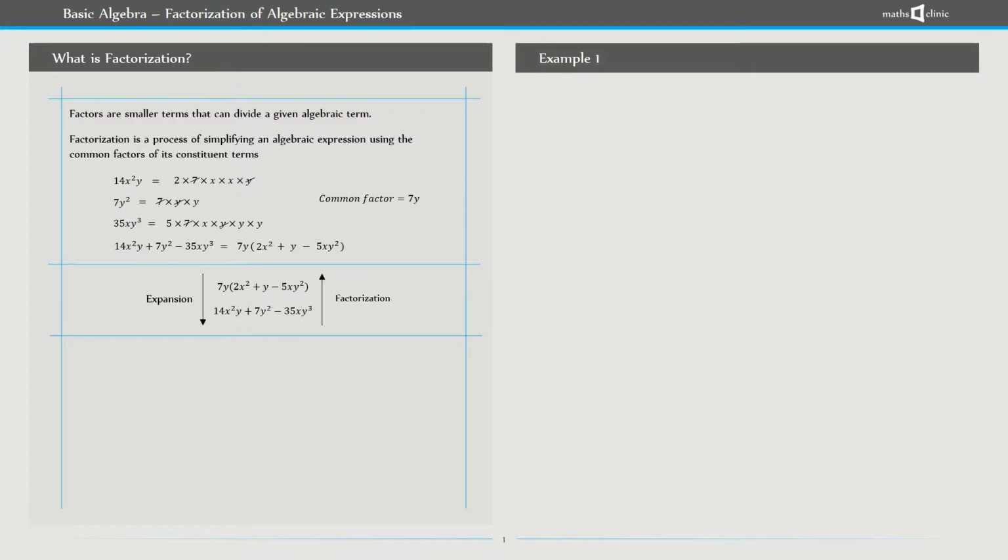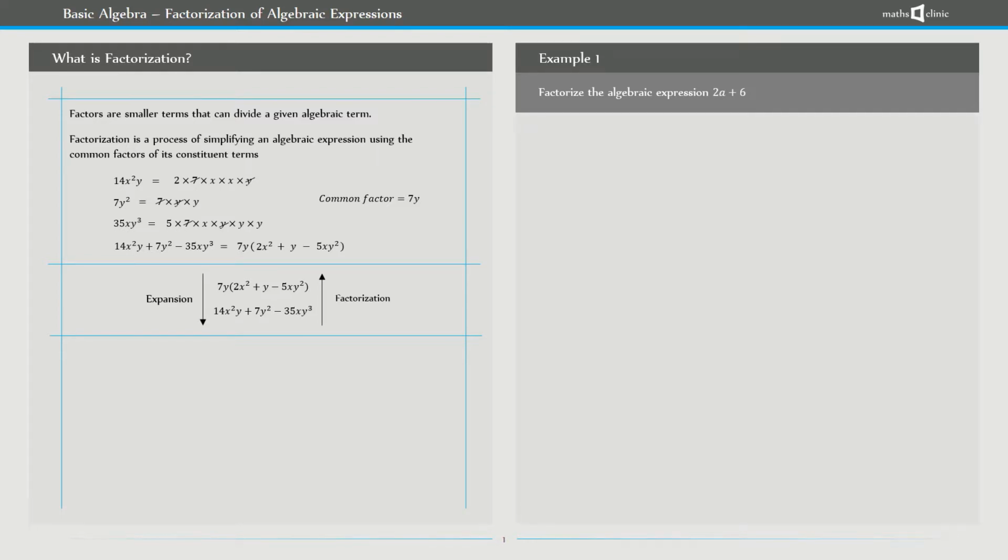So let's do some examples. Example one is a very simple one, and it says factorize the algebraic expression 2a plus 6. How do we go about doing this? Obviously, the first thing we need to do is find a common factor.